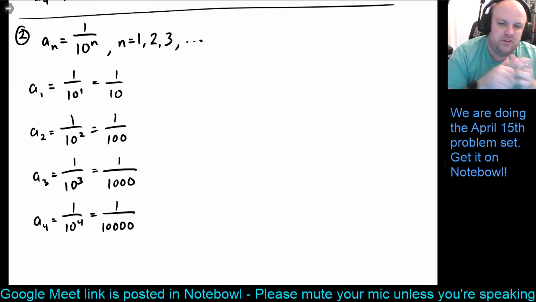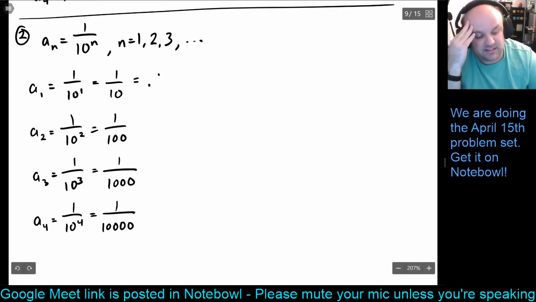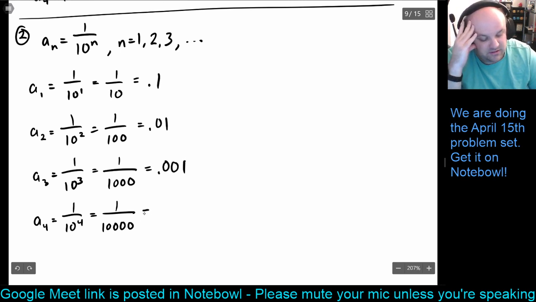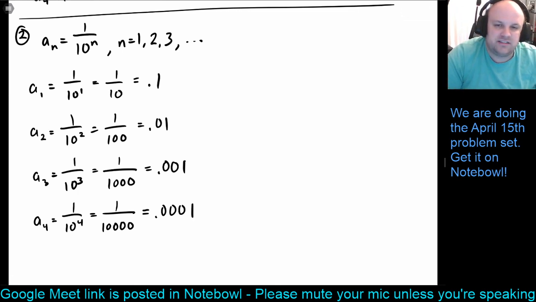So you can probably see what's going on from here. If it helps, you can rewrite these as decimals. This is 0.1, this is 0.01, this is 0.001, 0.0001. What does it look like is happening here in terms of convergence, divergence? Does this thing have a limit?